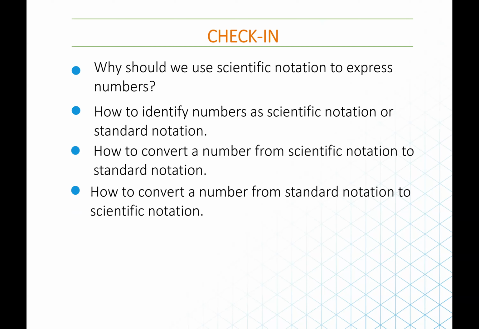Let's do a quick check-in. Hopefully you know now why we should use scientific notation. We can use it to express really, really big numbers and really, really small numbers, and it gets rid of those insignificant zeros. You should be able to identify numbers as either scientific notation or standard notation. You should be able to convert from scientific to standard and convert from standard to scientific.